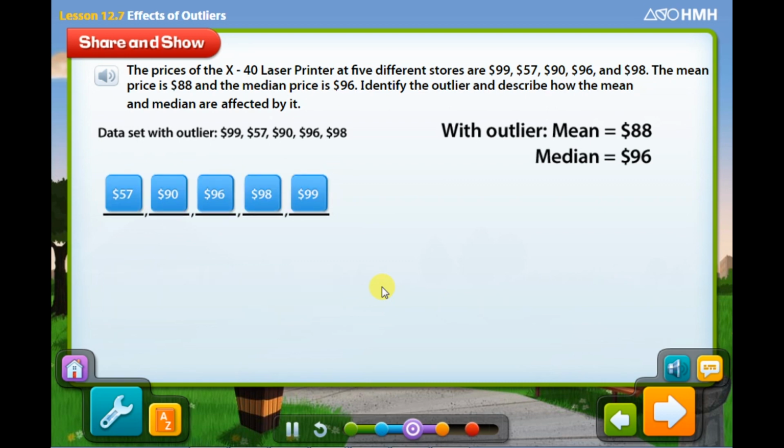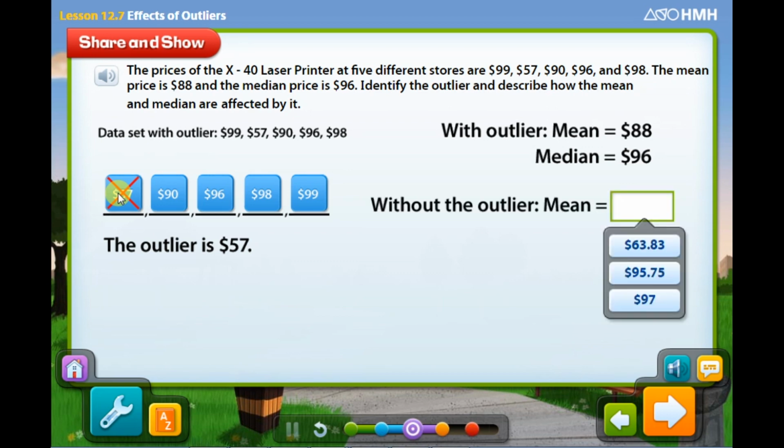Which data value is much less than or much greater than any other item in the data set? 57. The outlier is $57. Remove $57 from the data set so you can find the mean of the data without the outlier. What is the mean of the data set without the outlier? So we need to find the mean and the median without the outlier, so we can compare them with the numbers with the outlier and check if the numbers decrease or increase.